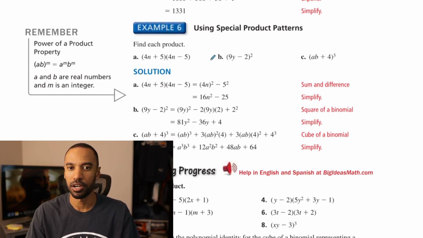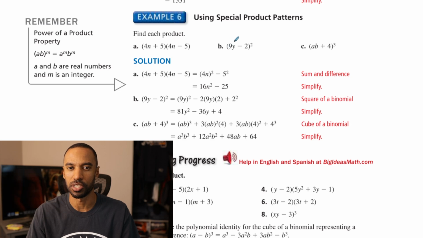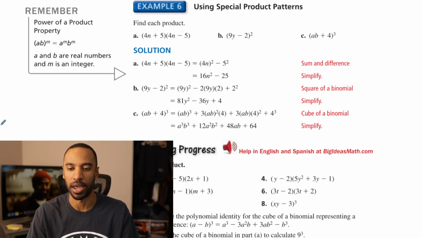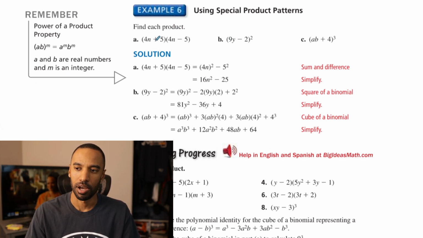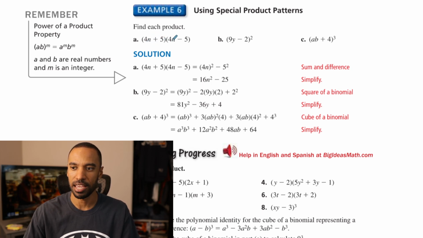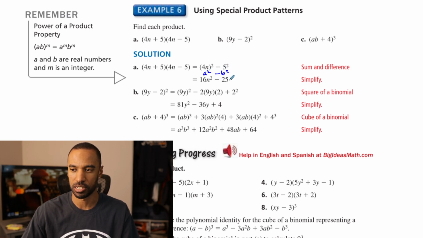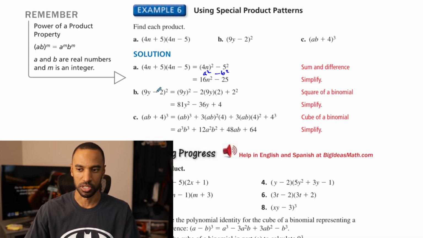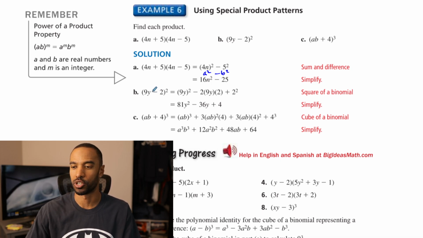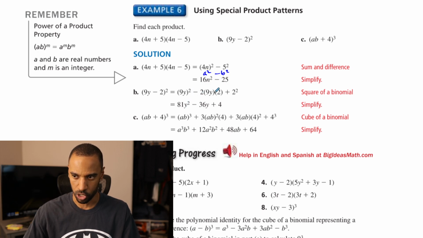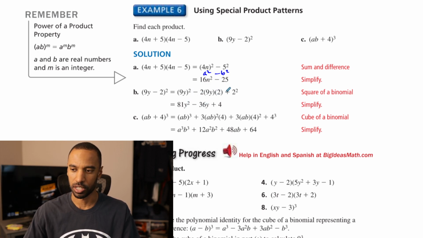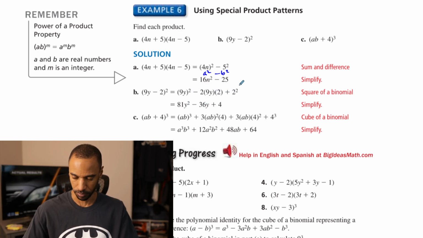Some more examples here using special product patterns. So this is using the stuff from before, right? We do have a difference of 2 squares here, which becomes a squared minus b squared. A plus b times a minus b is a squared minus b squared. You get 16n squared minus 25. This is not a difference of 2 squares. This is your perfect square trinomial. First you square a, squared is 81y squared, minus 2ab gives you minus 36y, plus b squared is plus 4.